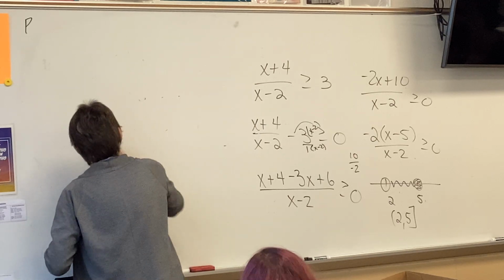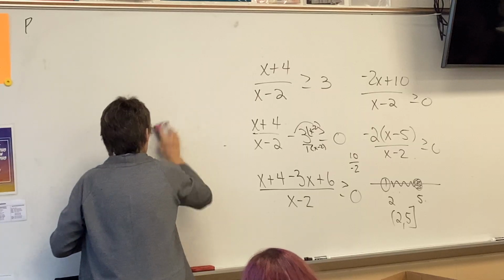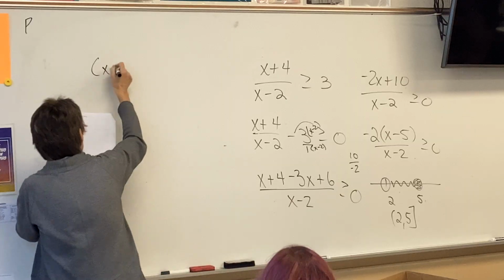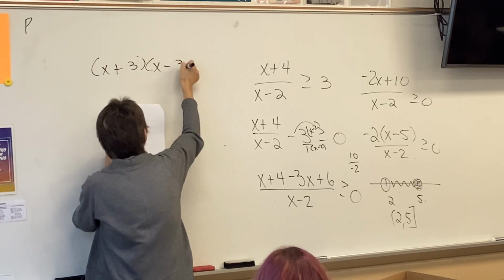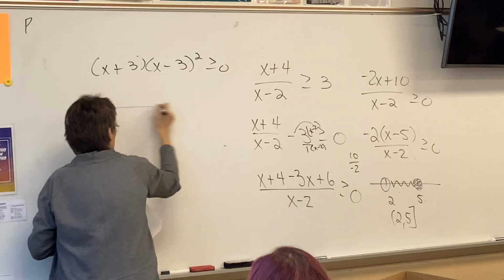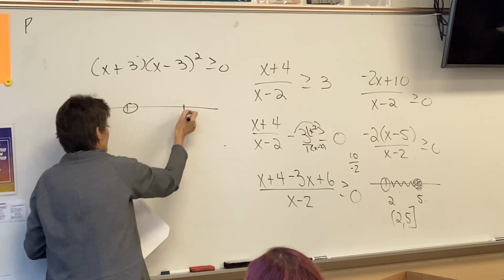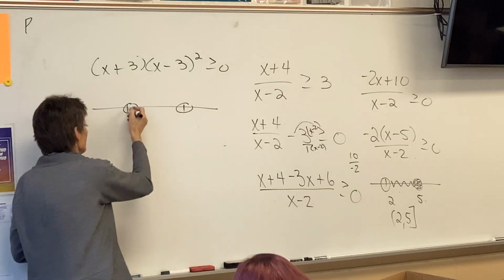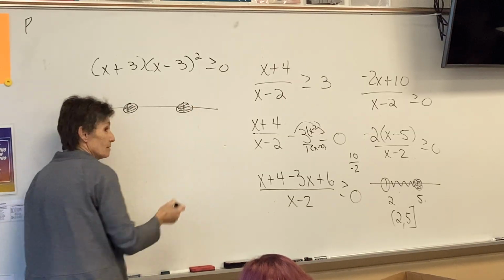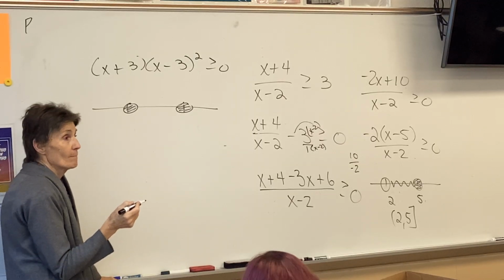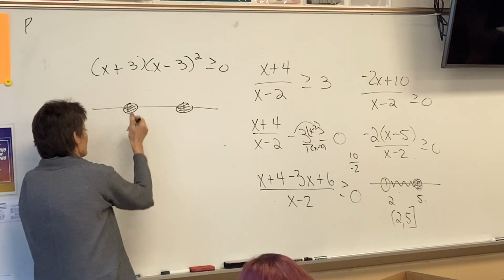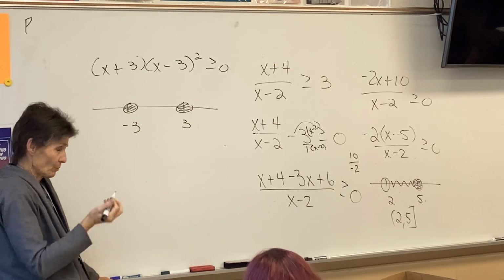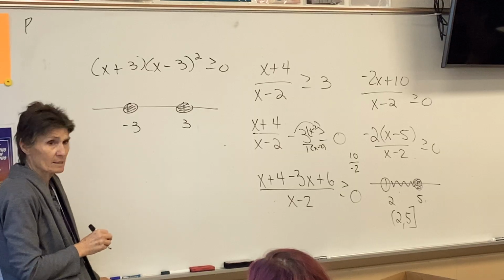Alright, one more on this page, then we'll be half done with the test already. This one is already factored for us, which is good. And there are going to be 2 dots on the number line. They're both going to be colored in. Are you following? And where will the dots be? -3 and +3, yep. Straight out of the parentheses, just like always.